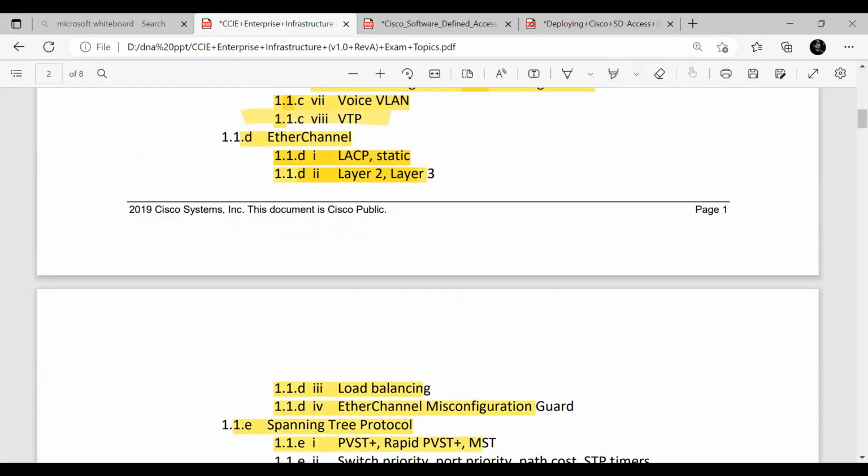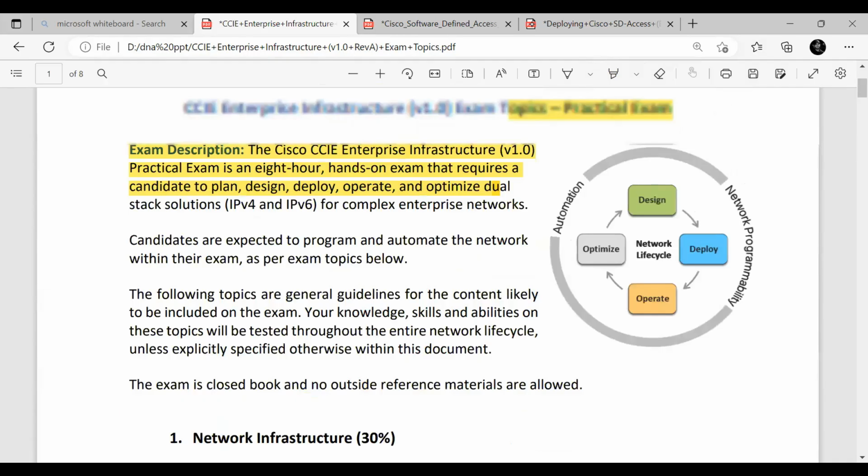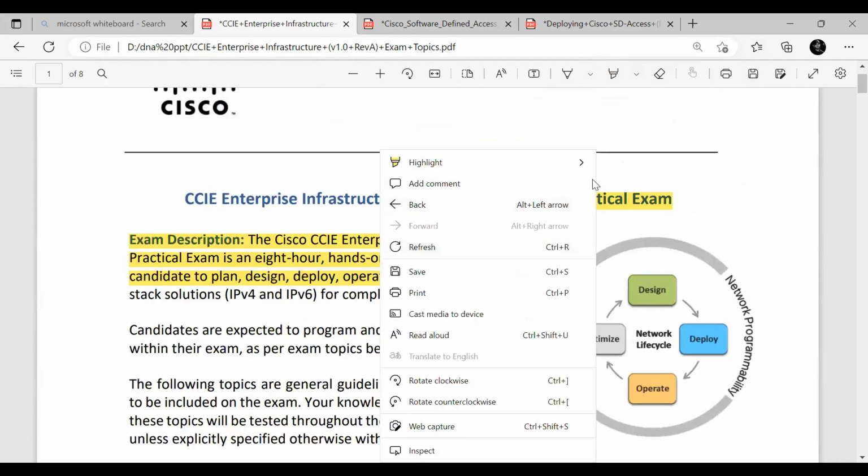I'll share this syllabus with you in the WhatsApp group. That's all for today.